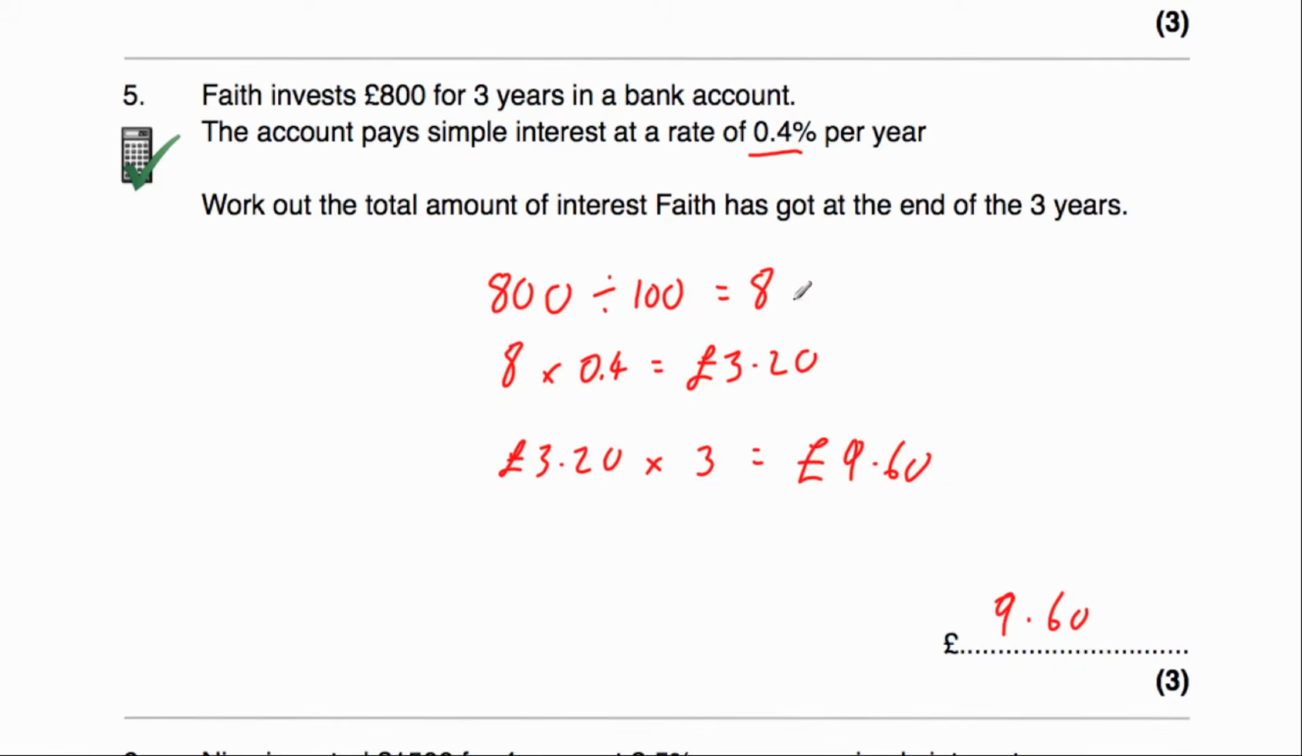Now, I did mention that we could use a multiplier. If we wanted to find 0.4% on our calculator, we could multiply by 0.004. Because 0.4%, well, to change that into a decimal, we would divide it by 100, so it would be 0.004, moving the 4 from the tenths column to the hundredths and then the thousandths. So moving the 4 2 columns to the right. So that would be the multiplier if you wanted to. So you could take our 800 and multiply it by 0.004, and that would give you your £3.20, and then you can multiply that by 3 to find the total interest. Okay, let's have a look at our next question.